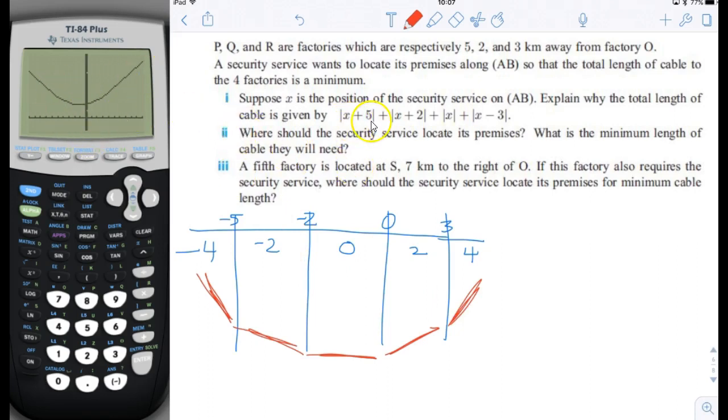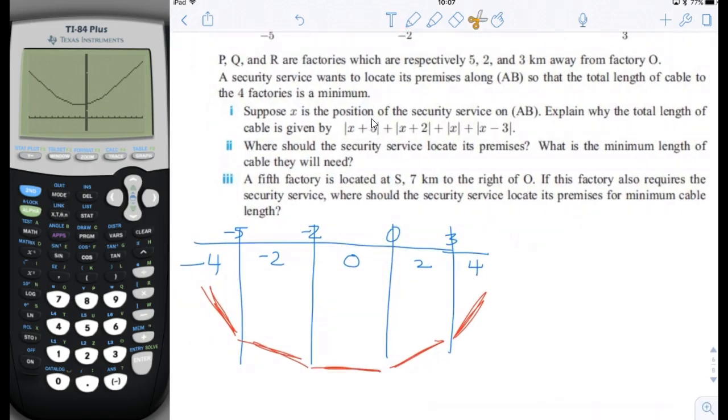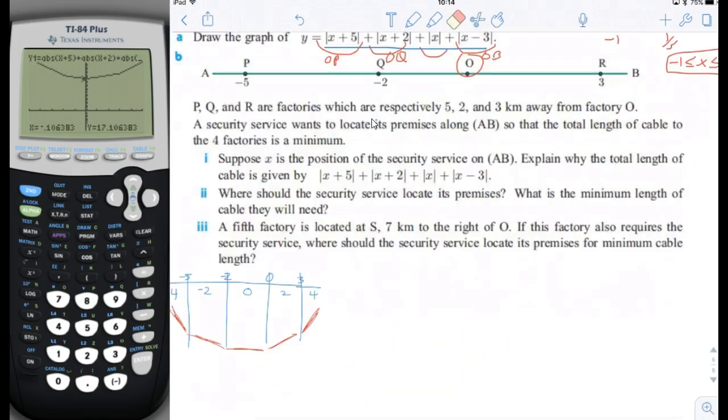Okay? Alright, now let's move on. I'm going to just shrink this down because maybe we'll need the space. Okay, now in part B, it gives us an application of this formula here.